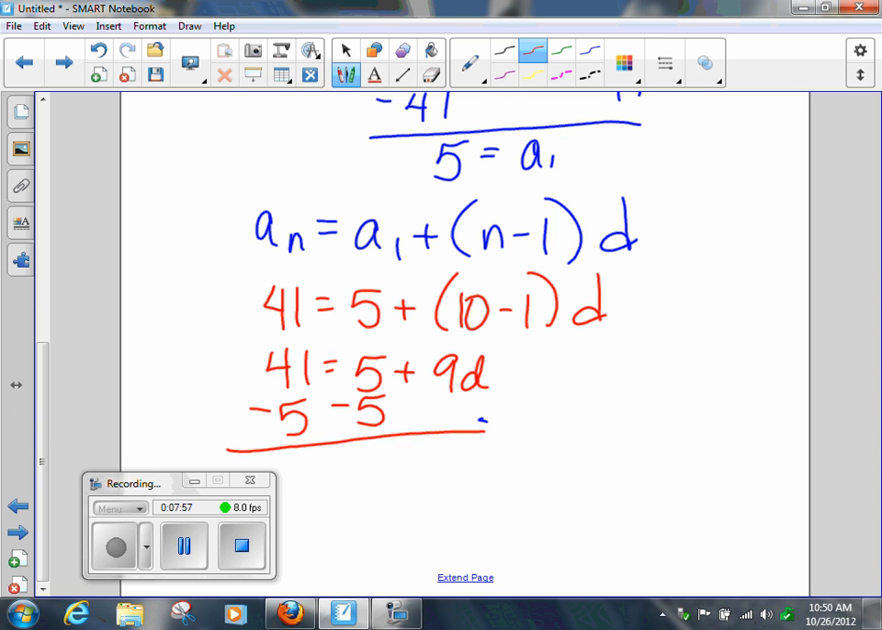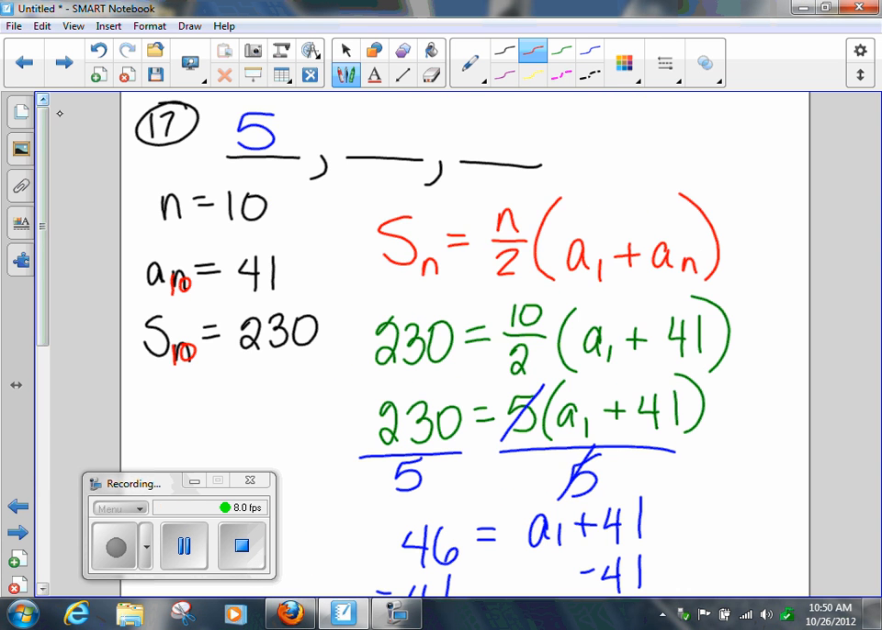Well, let's finish it out. We got 36 is equal to 9d. Of course, d is going to be 4. Do you guys agree with that? Now, it's very simple because it's arithmetic. We add 4. So 5 plus 4 is 9. 9 plus 4 is 13. Did we find the first 3 terms? Yes. Are we cool? Yes.